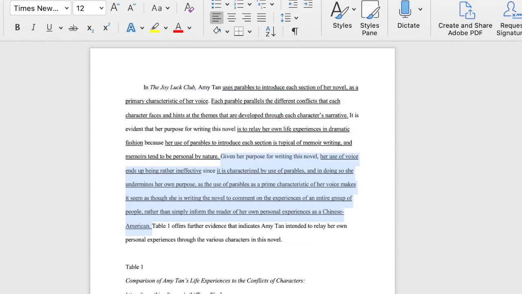And I use this as a segue to my thesis, where I say that this particular creative compositional risk is not effective considering her purpose, because the specific technique of using parables may lead one to think that her novel is speaking to Chinese people as a group, rather than simply telling her own story. Now, this claim still has to be proven, and I cite my proof in the body paragraphs.